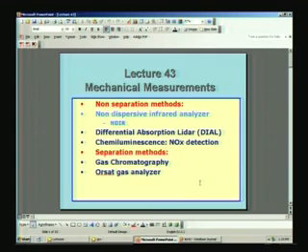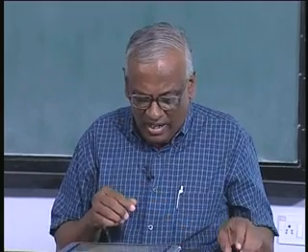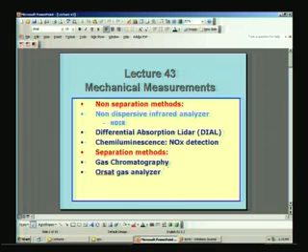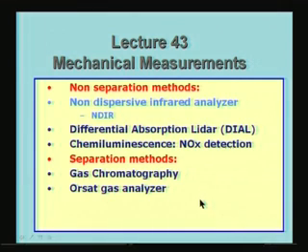So, we have discussed non-separation methods, most of them. In fact, there are many other methods which we simply do not have time to discuss. So, let us look at the separation methods. There are two which we can call separation methods. One is gas chromatography and the other one is the RSAT gas analyzer, which I will come to a little later on. So, let us look at the gas chromatographic method of separation of the species and the measurement of these by using a suitable detector.